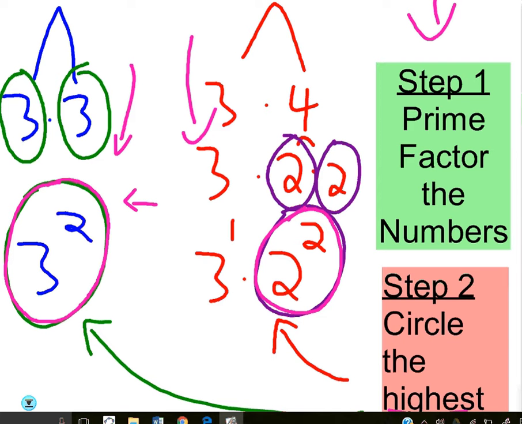So when you're prime factoring for LCM, it might help you to write them in exponential form. In other words, 3 times 3 is 3 squared. 2 times 2 is 2 squared.